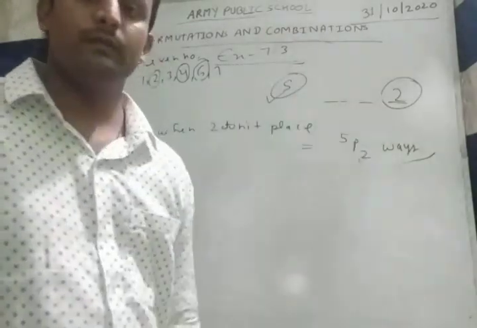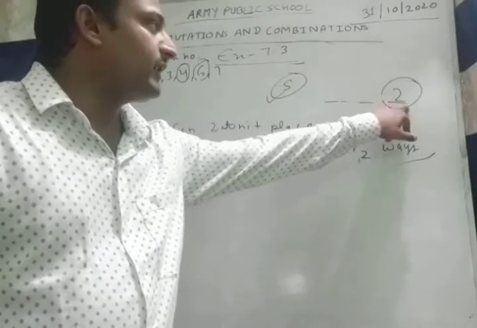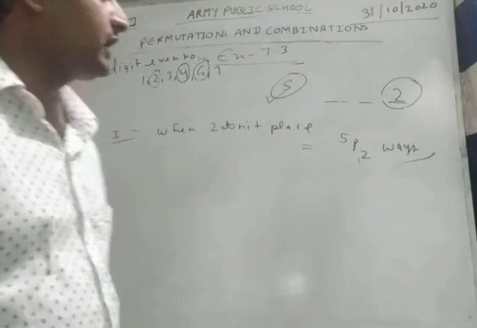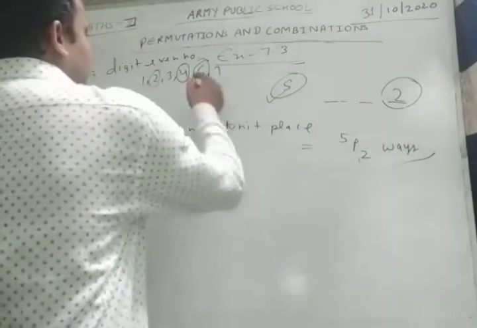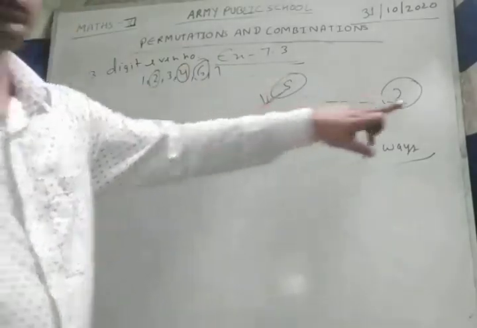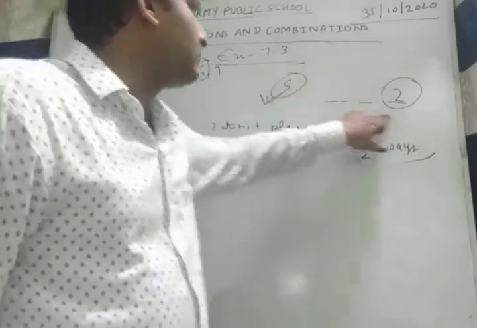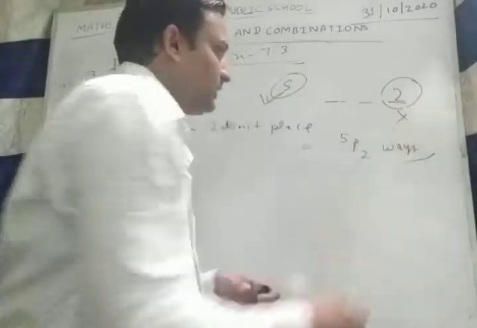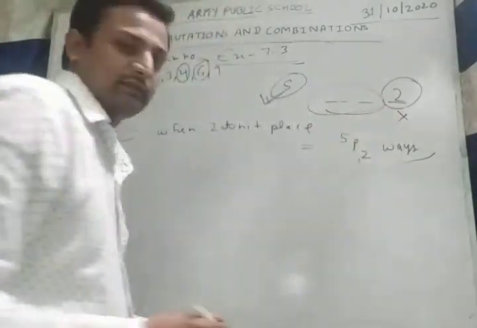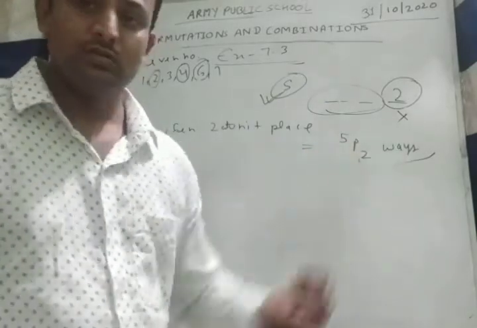5P2 ways, because 2 is fixed at this place, so we cannot take it, so our whole number will be what? 5. 1 will be reduced because we are fixing 2 at the unit place. So from the 3-digit number, 1 digit is crossed. We have just 2 digits, this and this place, and these 2 places can be filled by 5P2 ways.